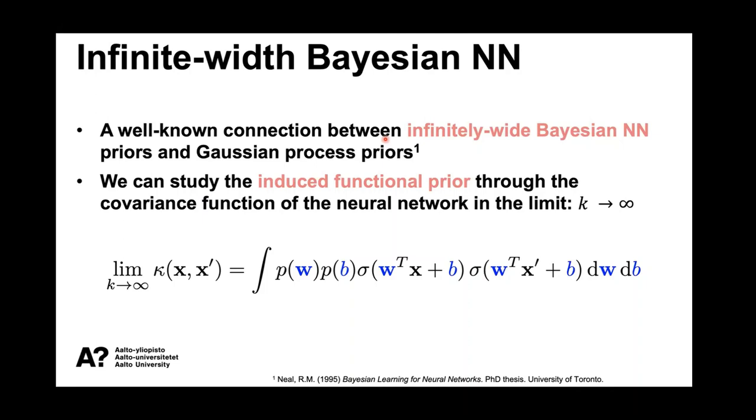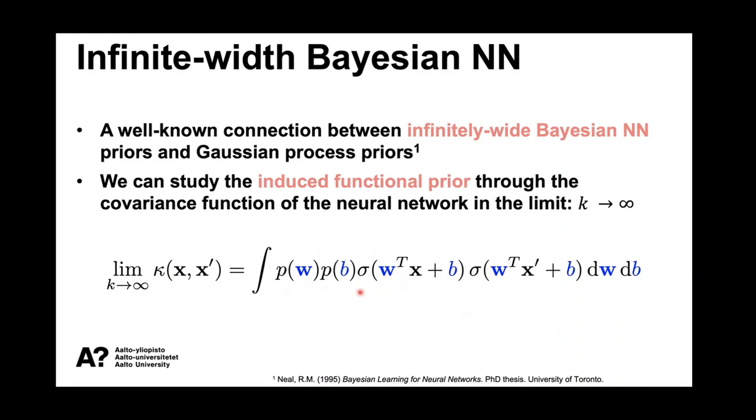One interesting aspect of this is that we can characterize the induced functional prior by looking at the covariance function of the network once the number of hidden units k goes to infinity. In this limit, we can write the covariance function in such a form. One thing we see is that the solution to this integral is characterized by the prior on the weights, the prior on the bias terms, and the activation function. Sigma here denotes the activation function, which is usually a ReLU activation function.